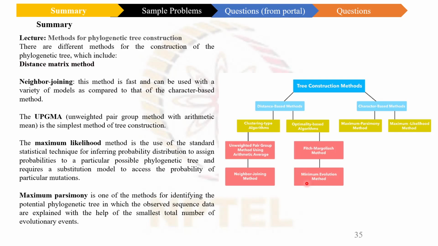The maximum likelihood method uses a standard statistical technique for inferring the probability distribution to assign probabilities to a particular possible phylogenetic tree, and requires a substitution model to assess the probability of particular mutations. So this kind of method, such as maximum likelihood, is well suited for the analysis of distantly related sequences, but they are computationally expensive when performed for more sequences.